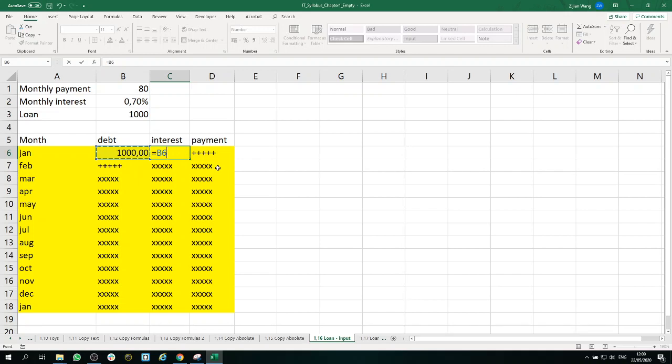So here we have B6 and times. This is the sign for times, and we have the monthly interest, 0.7, that's the amount. And the monthly payment is, of course, always 80. But within that, we need to deduct the amount of interest. So without interest, what we are really paying for the full amount of the debt is not really 80 in this case, but 80 minus the interest. Okay, so this one is the very last one with the plus signs, so that means this is the last one we need to think about.